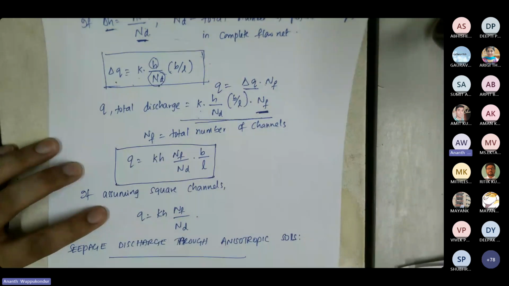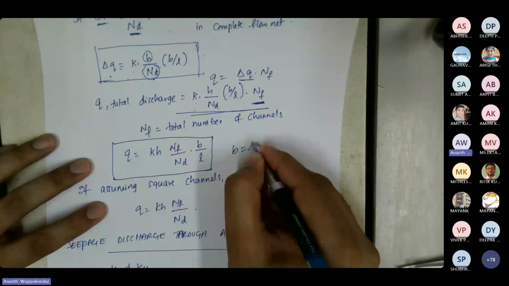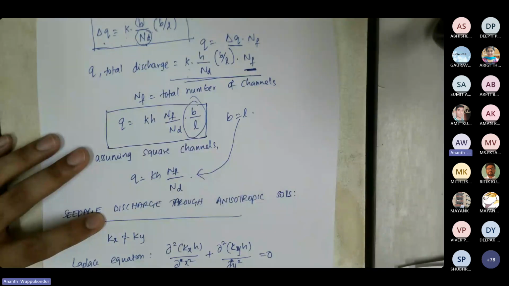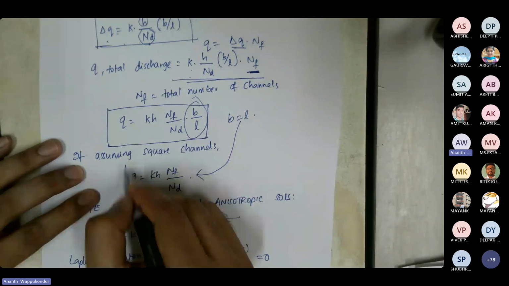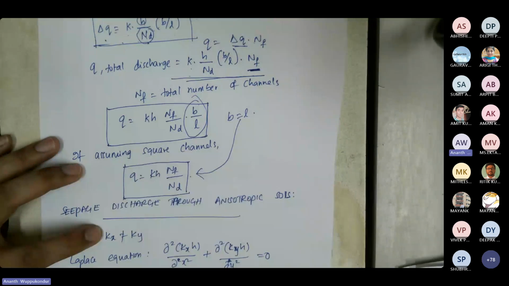As I said, generally we assume that the flow element is a square, so B equals L, and you eliminate this last term. So the flow rate through the flow net is K H NF by ND. This is the total flow rate through the flow net.